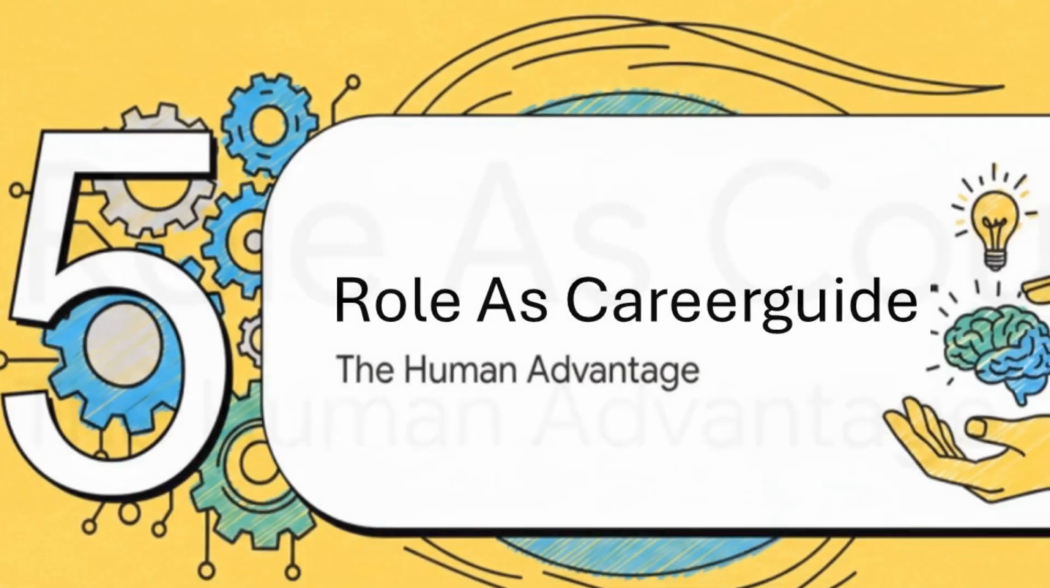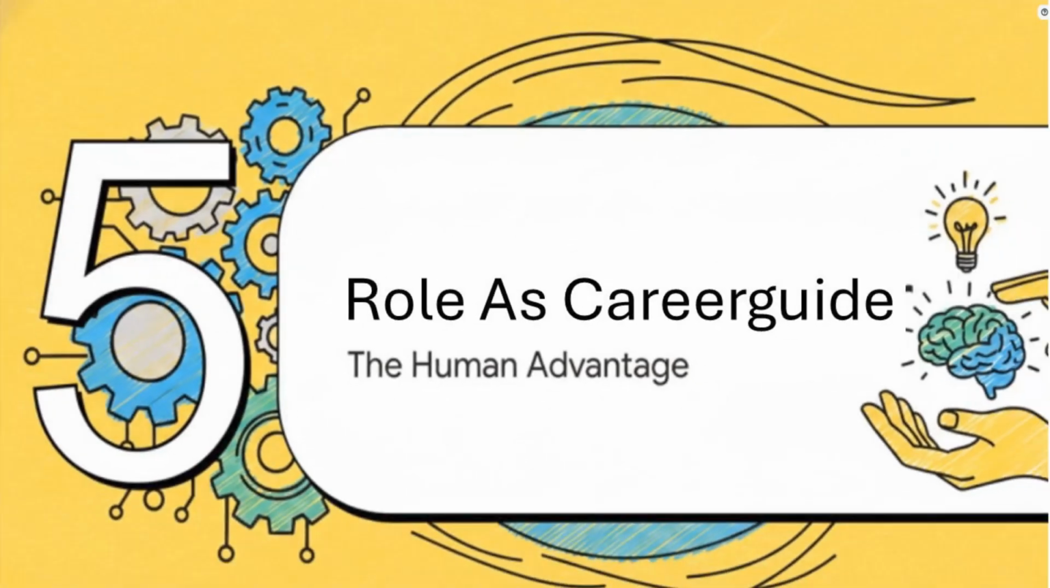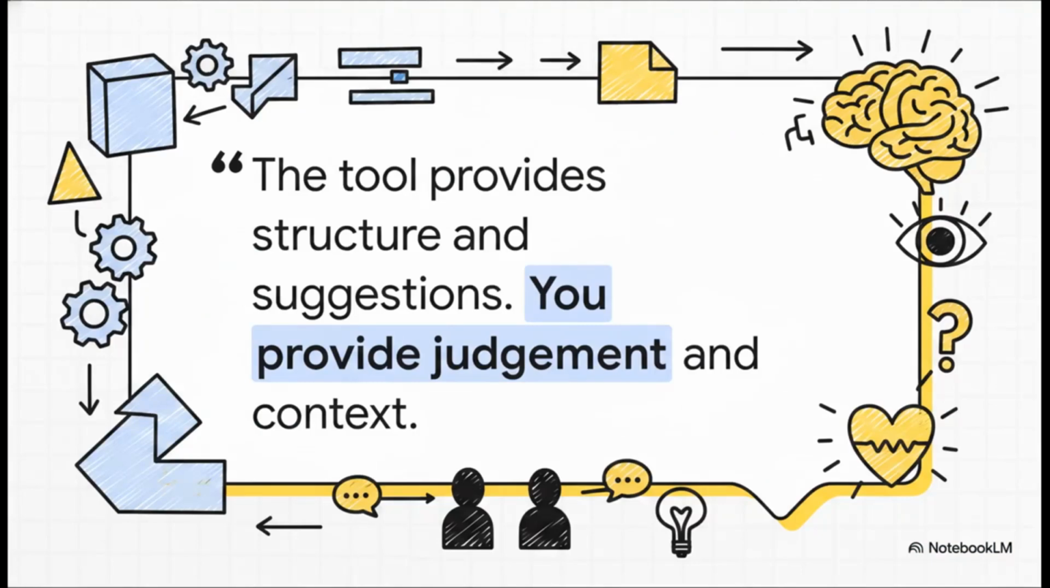And finally, Section 5, your role as counselor, the human advantage. And this brilliantly illustrates the golden rule of this entire workflow. The tool provides structure and suggestions, you provide judgment and context. The application coach is not here to do your job. It's a brainstorming partner. Sure, it can process text incredibly fast, but it doesn't know the anxious client sitting across from you. It doesn't know their unique life context or their true potential. That requires your human judgment.